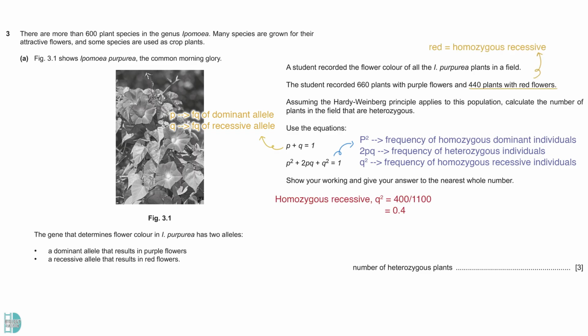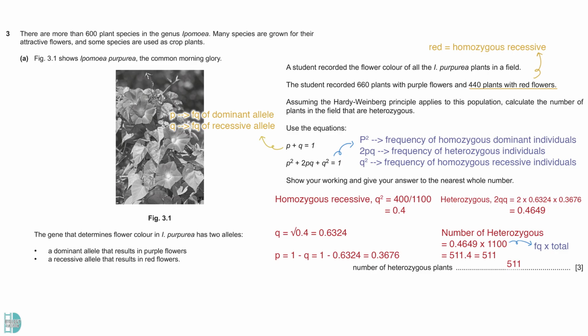440 out of 1,100 individuals are homozygous recessive. That makes q squared 0.4. Then, we can calculate q. p will be 1 minus q. The frequency of heterozygous individuals is 2pq. Multiplying this value by the total number of plants gives us the number of heterozygous plants.